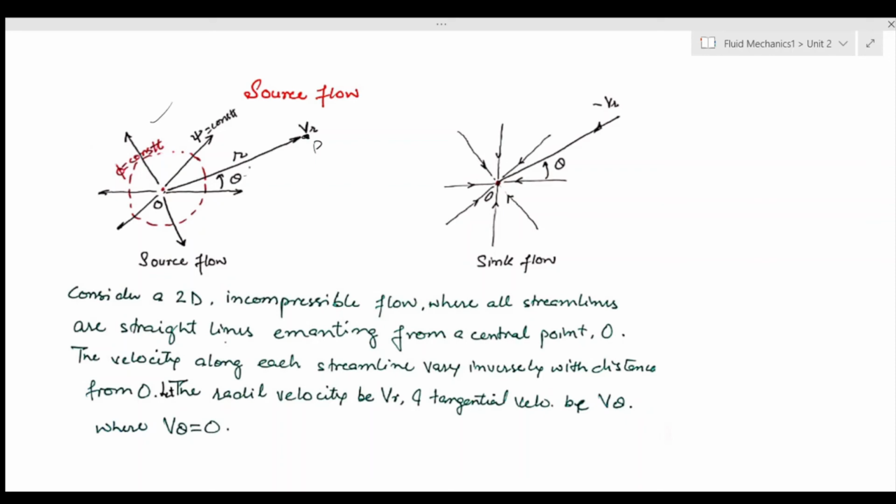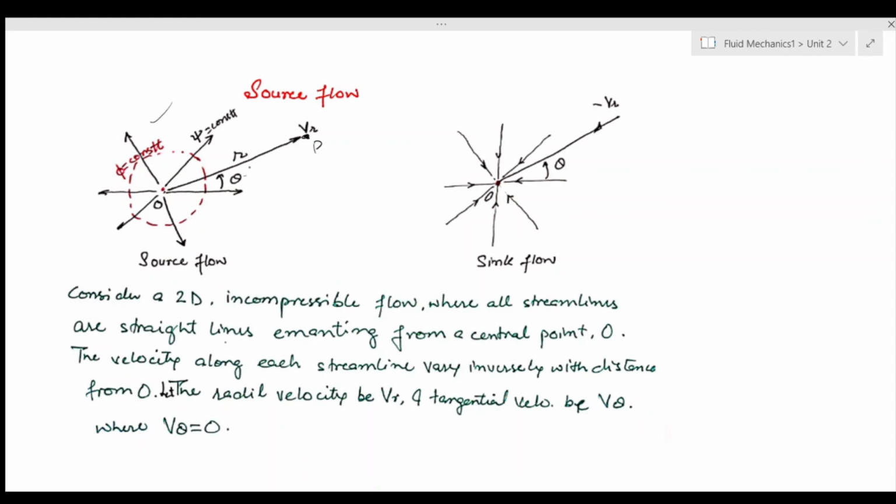So my streamlines are radial lines, and my potential flow lines would be circular lines. And like I said before, my stream function and my potential function are orthogonal to each other, and a little bit down the analysis you would see also that my stream function and potential function come out to be orthogonal to each other.